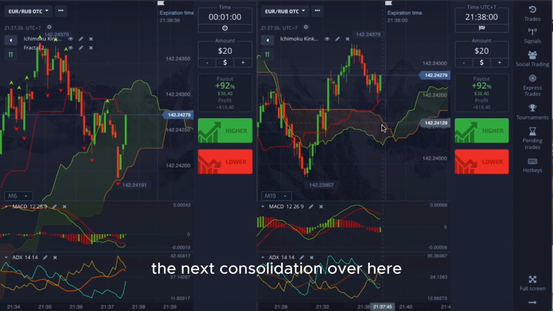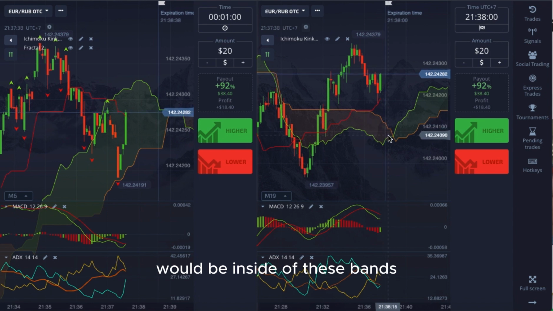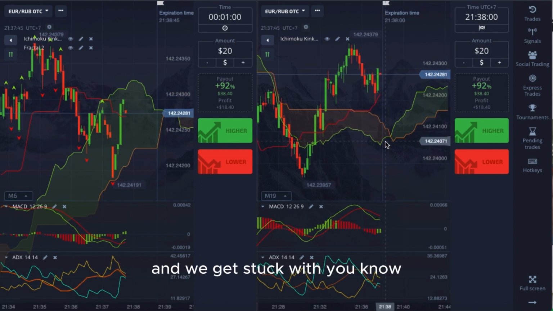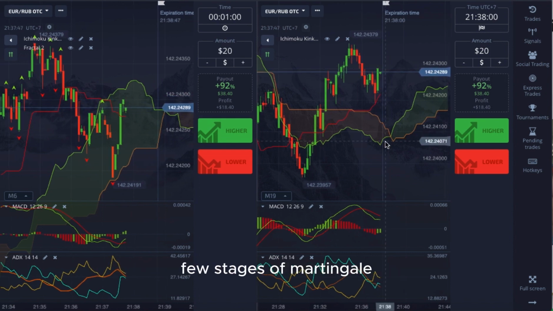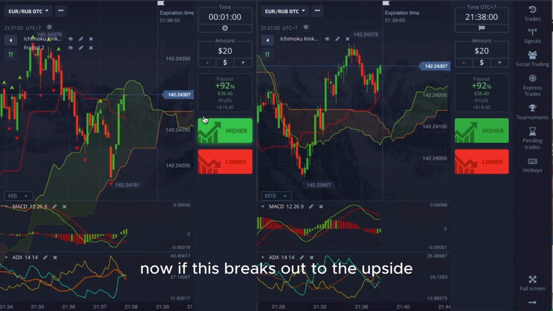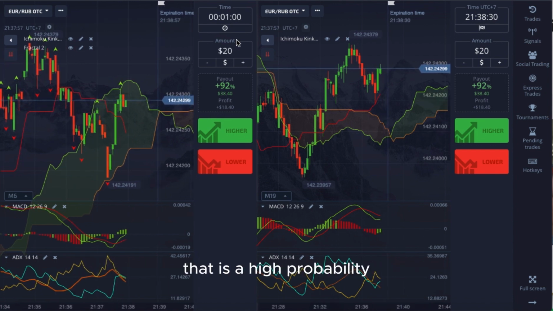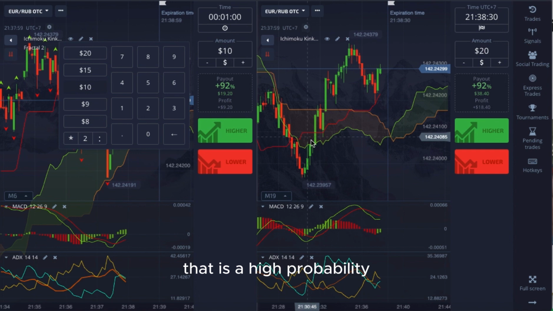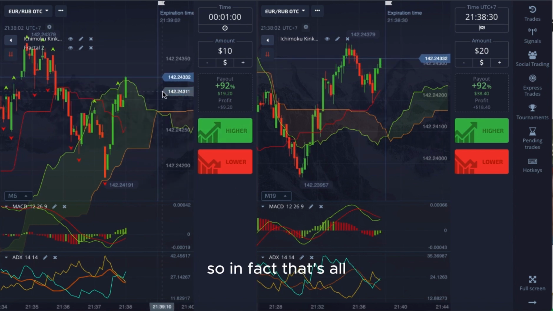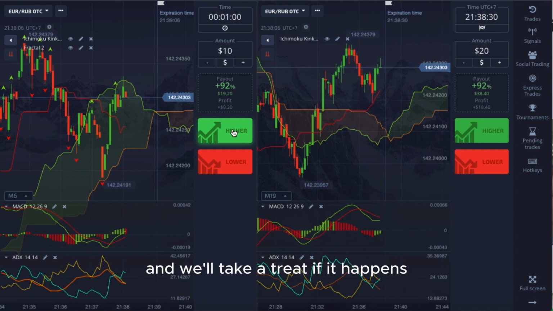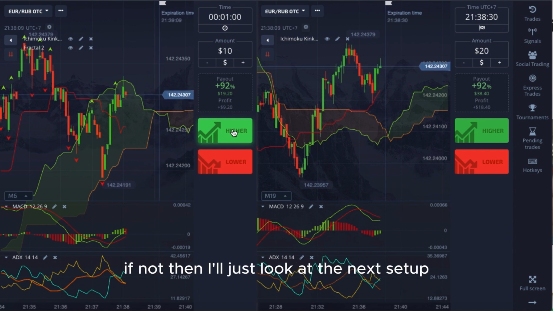The next consolidation over here would be inside of these bands. So could it be that once it breaks out, it gets stuck in this range and we get stuck with a few stages of martingale? Possible. Now, if this breaks out to the upside and is still above the span B, can we take the trade? Well, that is a much higher probability. So in fact, that's what I'm going to prepare for right now. I'll wait for the close outside, and I'm going to take a trade if it happens. If not, then I'll just look at the next setup.